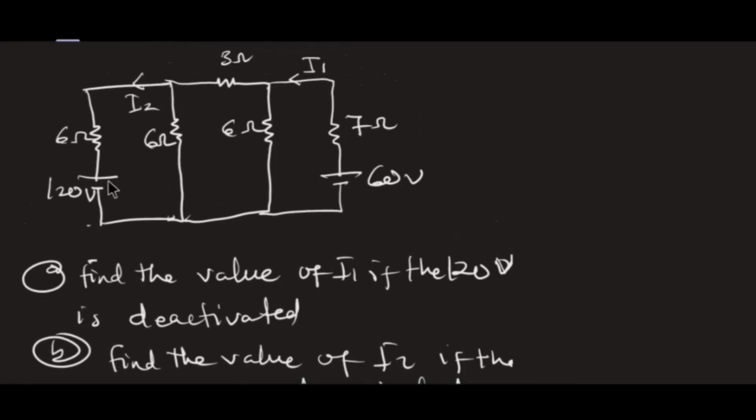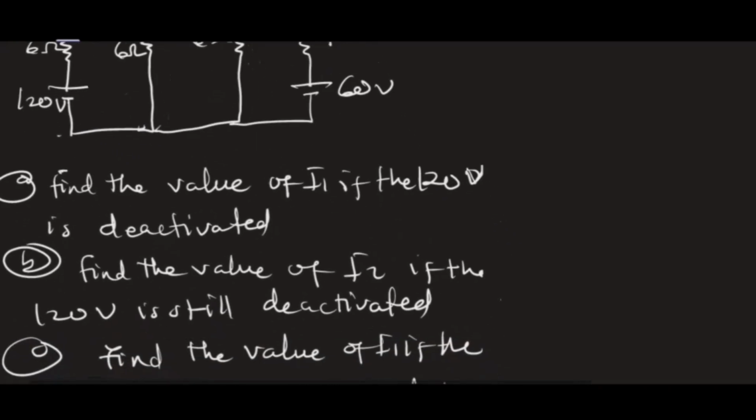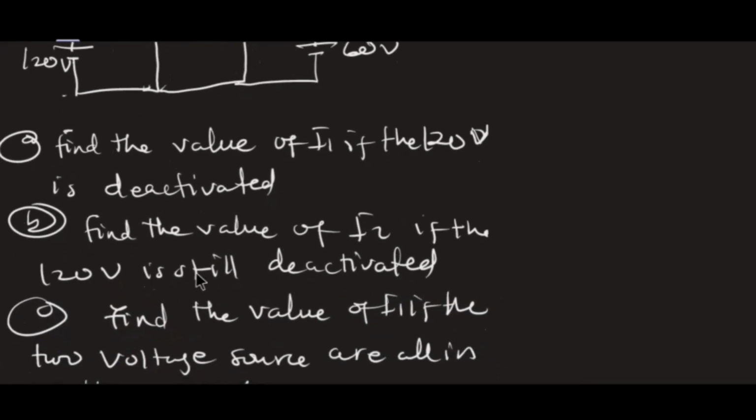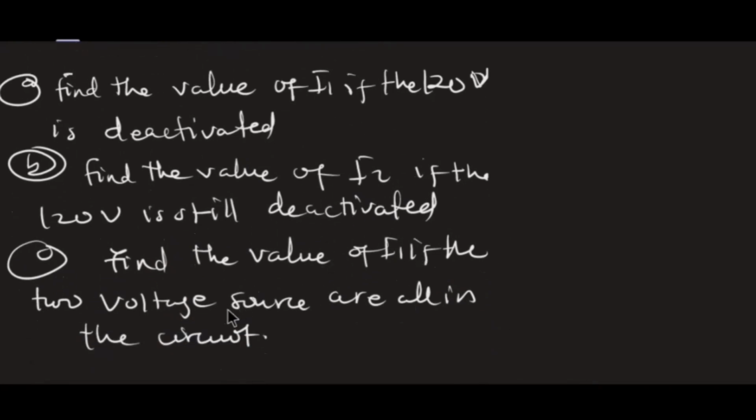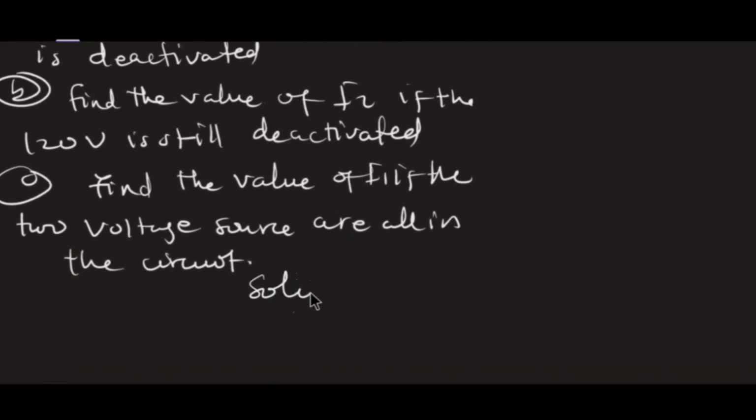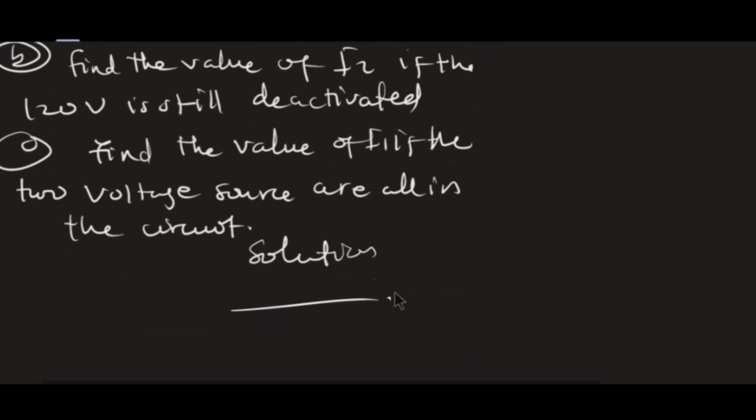So this is the 120 volts. If it is deactivated, you have to find the value of I1. Now find the value of I2 if 120 volts is still deactivated. Then find the value of I1 if the two voltage sources are both in the circuit. This is a simple problem. Let's see how we can solve this.